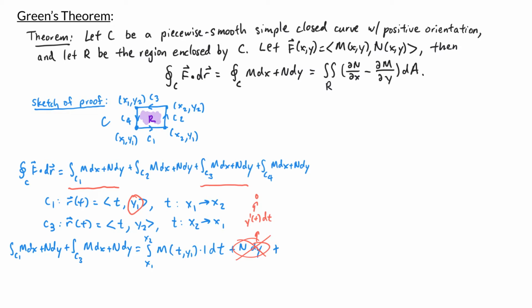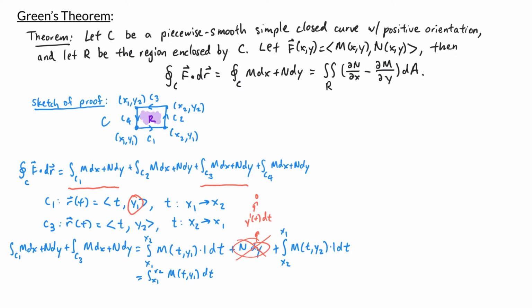Then we want to add the line integral over C3. That's going to be the integral from x2 to x1 this time. Again, M dx is going to look like M, and then plugging in the parameterization, I have (t, y2). dx, again, is going to be times 1 dt, because x'(t) is 1. Then, again, I don't have the plus N dy part because in our parameterization, the y component is constant, so y'(t) is 0. So I have the integral from x1 to x2 of M(t, y1) dt.